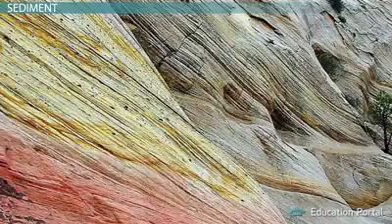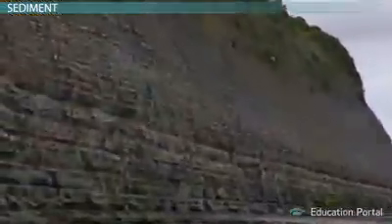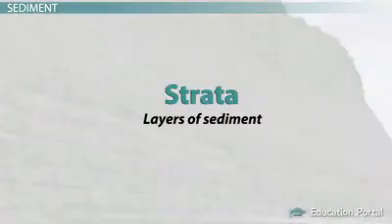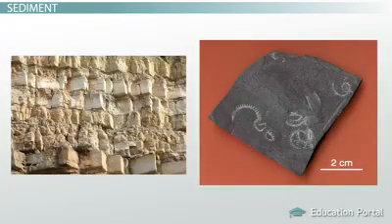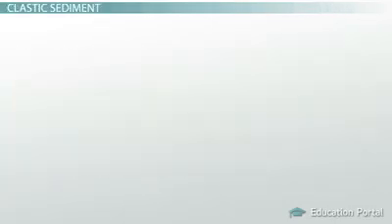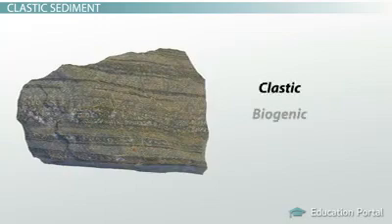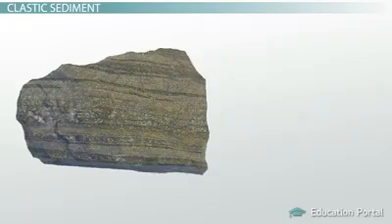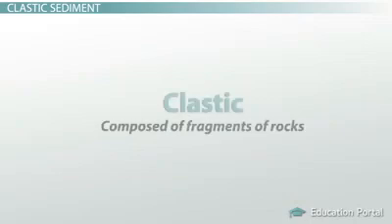These fragments settle in areas on the Earth's surface or at the bottom of a body of water and get squeezed or glued together over time, forming strata, or layers of sediment. The formation of strata, along with the ability to preserve fossils, are two distinct features of sedimentary rocks. There are three types of sediment and therefore sedimentary rocks: clastic, biogenic, and chemical. And we differentiate the three based on the fragments that come together to form them. Let's take a look at the first type mentioned, which was clastic.